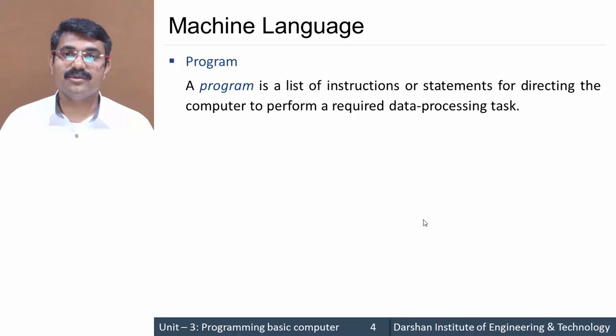So, a program can be defined as a list of instructions or statements for directing the computer to perform the required data processing task. That means the data in the example of the prime number program is the number which we give as an input. It is to be processed and checked whether it is prime or not. So, a program is a set of instructions. Now, there are various types of programs available. So, let us categorize them.